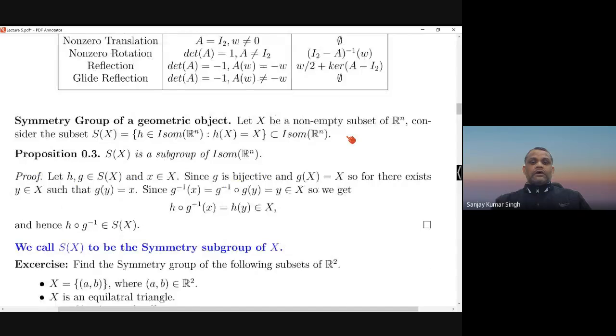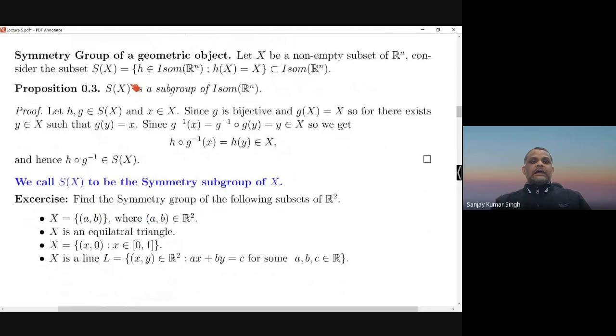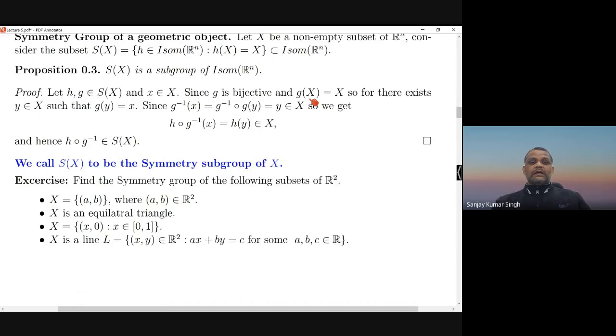Now recall again, I have defined what a symmetry group of any geometric object inside Rn is. It is nothing but the set S_X which has all isometries of Rn which preserve X. It means H(X) is equal to X. And we have already checked that this is a subgroup of the isometry group of Rn.